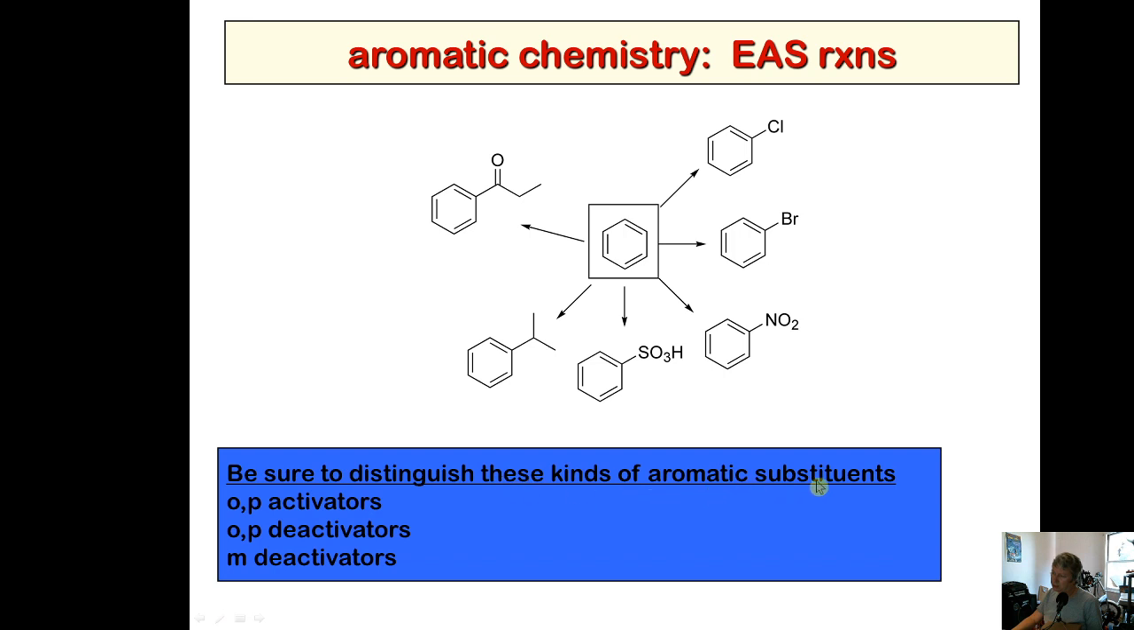So distinguish the different kinds of substituents. You should know these. What are the ortho-para activators? What are the ortho-para deactivators? What are the meta deactivators? The ortho-para activators, in this case, there's not that many of them actually. It's really just the alkyl group is an ortho-para activator. The other ones that we know of are like OCH3 and OH and things like that. Ortho-para deactivators are the halogens, chlorine, bromine. Meta deactivators are all the other ones, nitro, sulfonic acid. It's all of these things that have an electron withdrawing group kind of off the carbon chain.